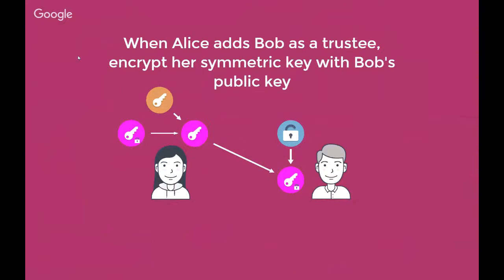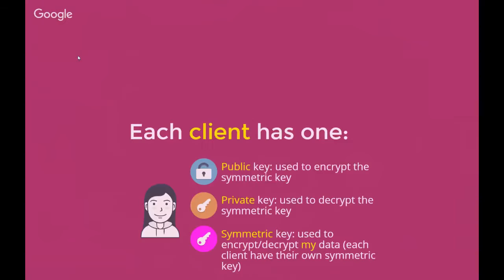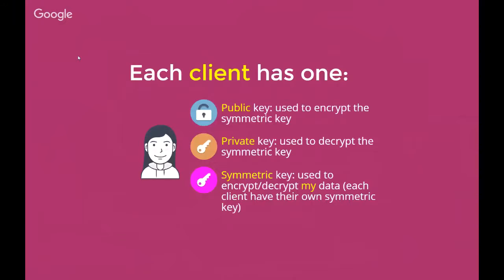And when Alice adds Bob as a trustee, then we decrypt her symmetric key using her private key, and then re-encrypt it using Bob's public key. So each client has one public and private key. These keys are only used to encrypt and decrypt the symmetric key. And each client also has one symmetric key that is used to encrypt and decrypt the data.